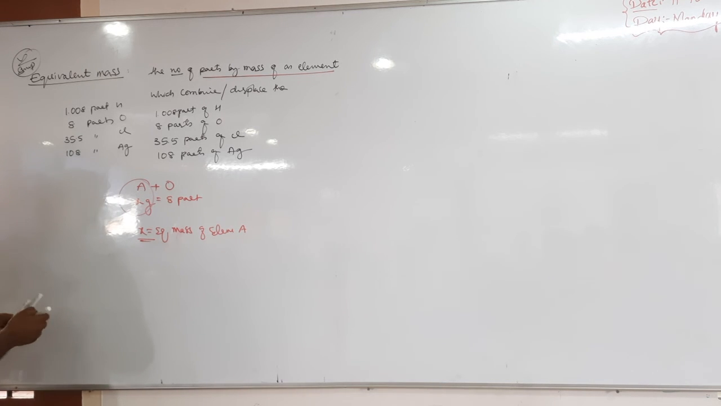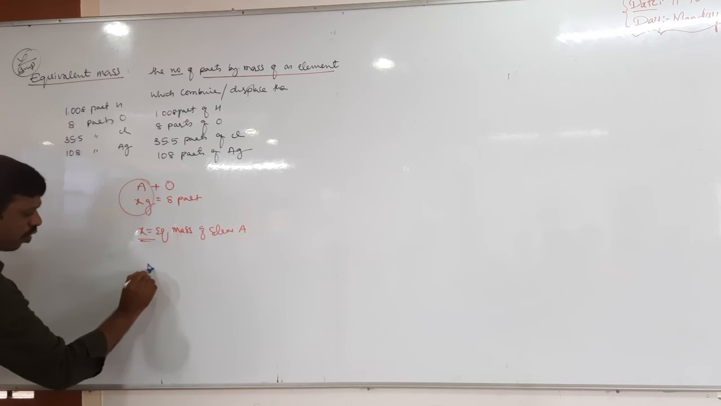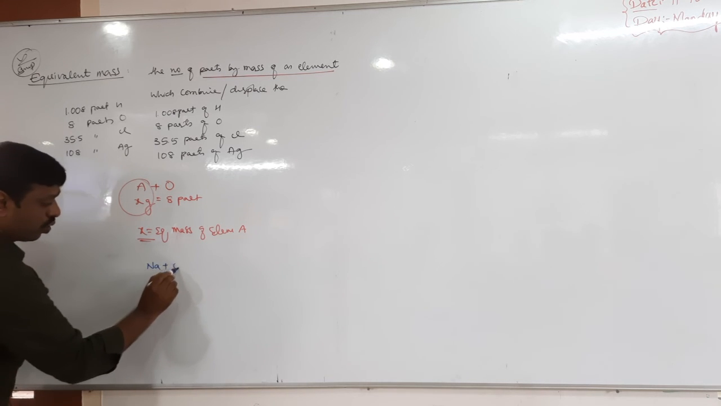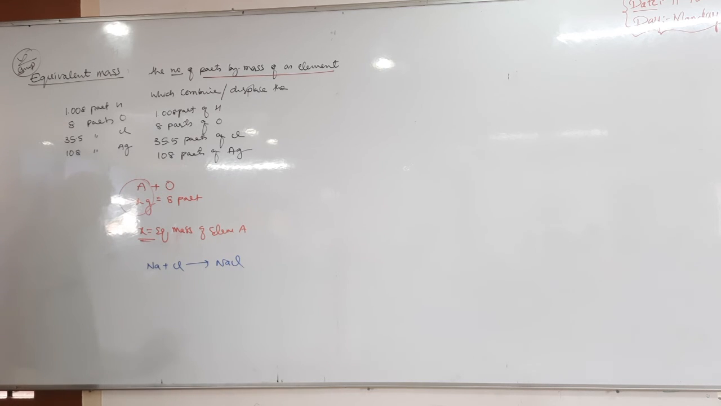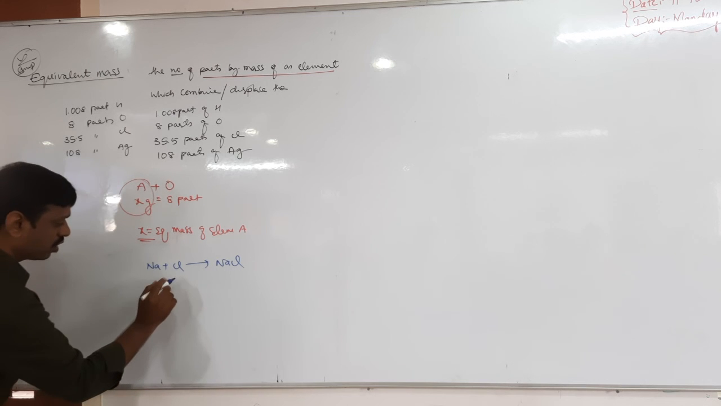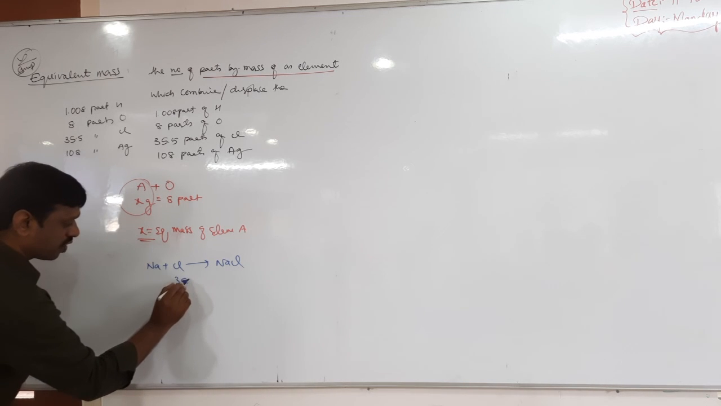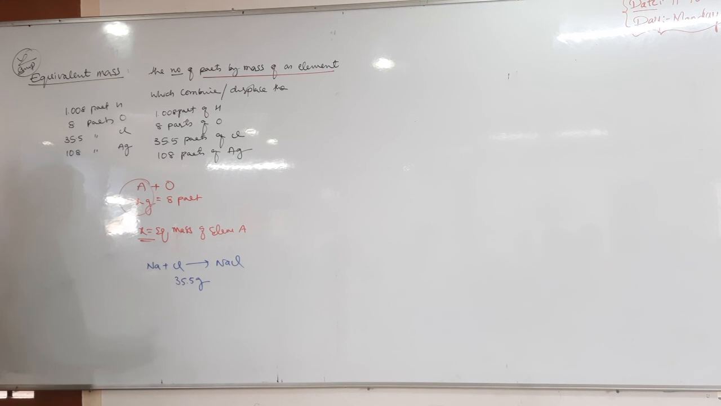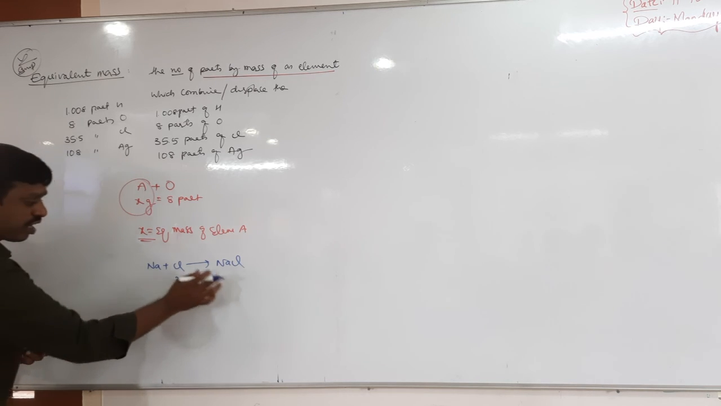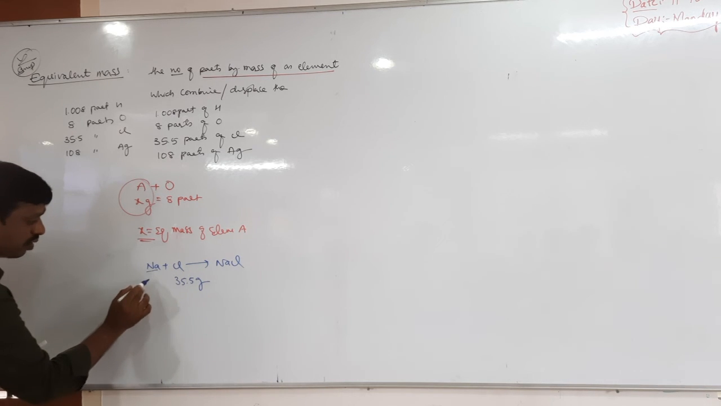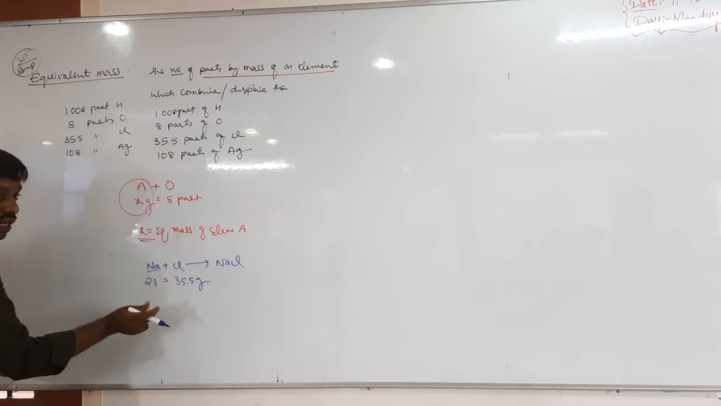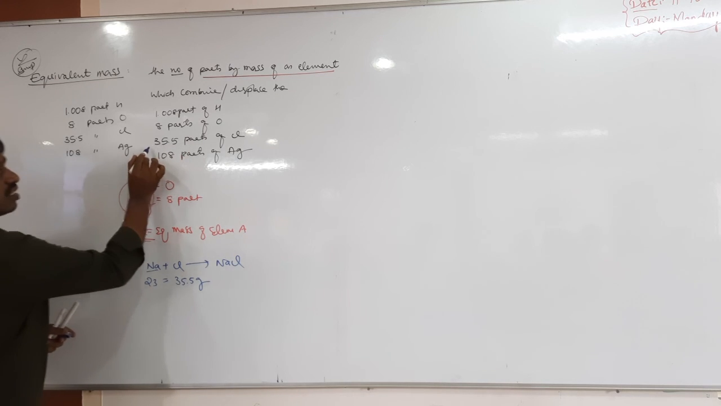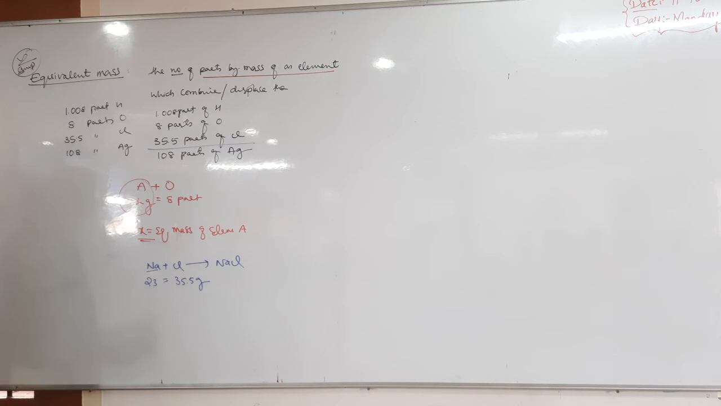One more example. Let us take sodium. We all know that sodium combined with chlorine gives rise to what? NaCl. In the formation of sodium chloride, the chlorine is 35.5 grams. So 35.5 grams of chlorine is combining with how many grams of sodium? The atomic mass of sodium is 23. Then tell me, what is the equivalent mass of chlorine? Chlorine's equivalent mass is fixed. It is 35.5 grams of chlorine.